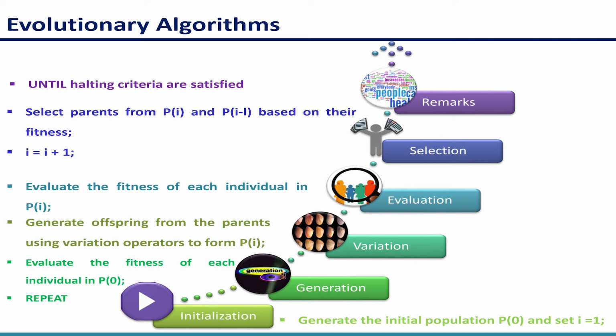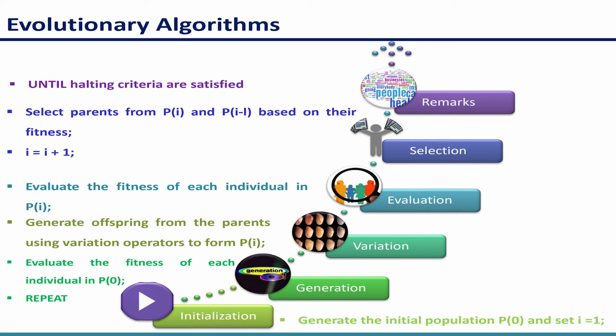So what is initialization? Initialization generates the initial population. For example, the initial population starts from P0, and we set the value of input i equal to 1. Second, we have generation. Generation evaluates the fitness of each individual of the population, and this process is repeated and repeated until the last population element has been analyzed or evaluated.